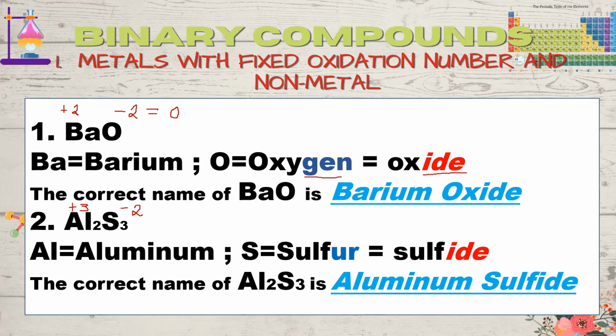Since it is a binary compound, a combination of a metal with fixed oxidation number and a non-metal, how do you name it? So Al is aluminum and S is sulfur. So sulfur will become, you change the ending of the non-metal using the -ide ending. So the correct name of Al2S3 is aluminum sulfide.